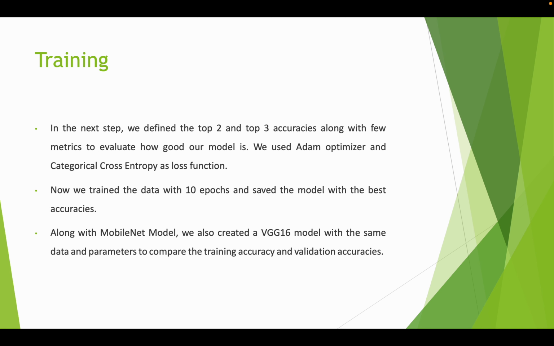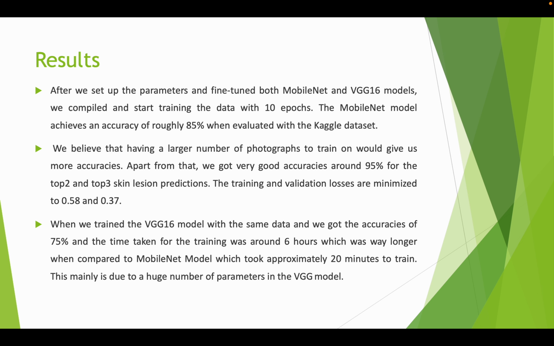I gave 10 epochs and saved the model with the best accuracy. Along with the MobileNet model, I also created a VGG16 model with the same data and parameters to compare the training accuracy and validation accuracy. The VGG16 is developed by Google. So as the result, after we set up the parameters and fine-tuned both the MobileNet and VGG16 models, we compiled and started training the data with 10 epochs.